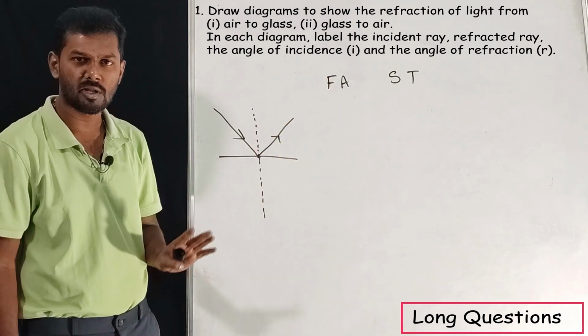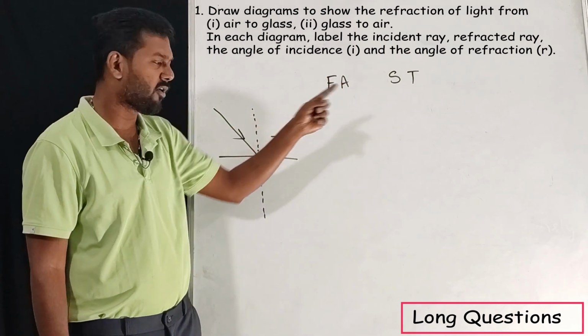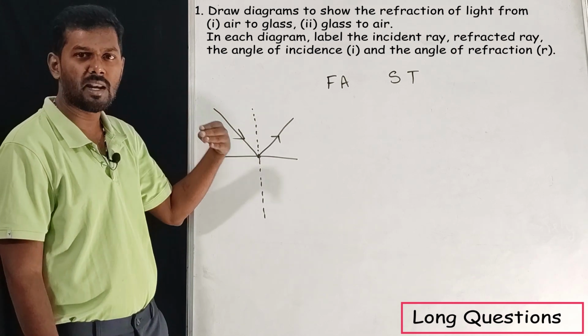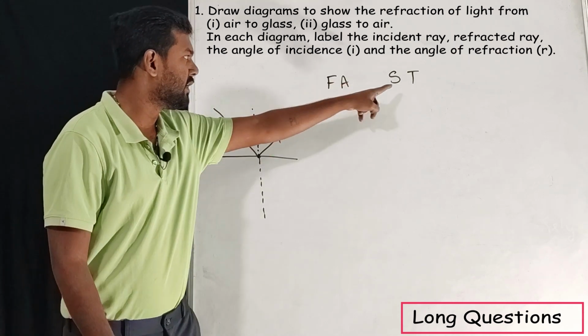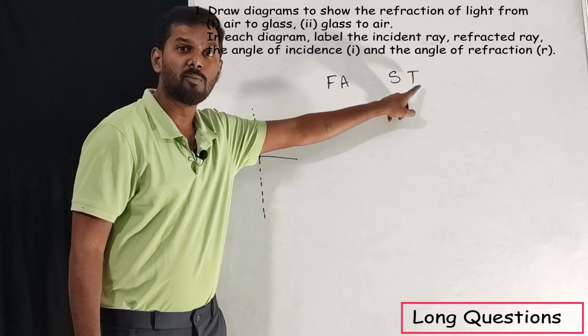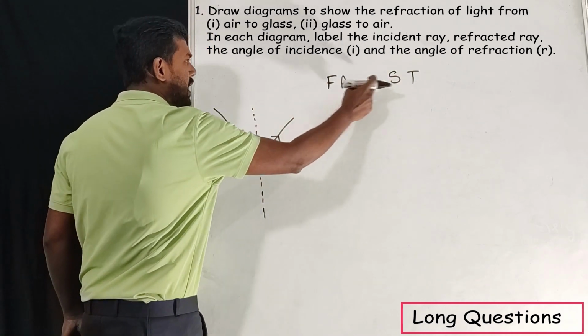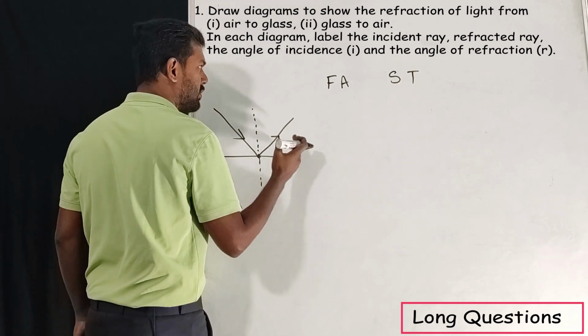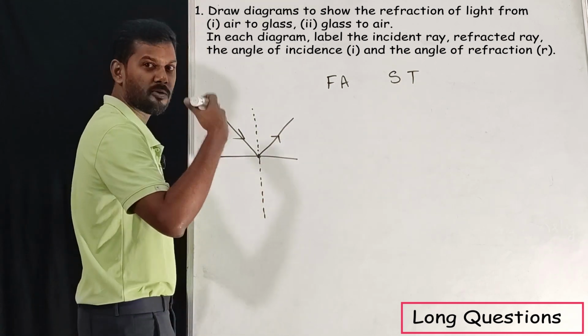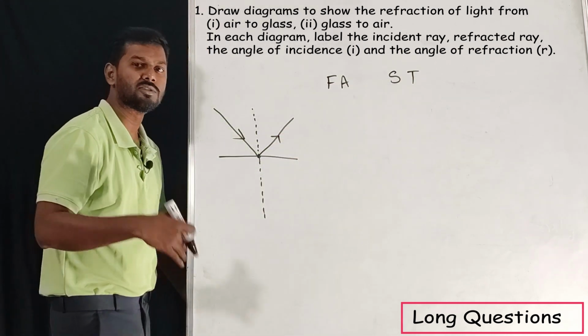It moves away from the normal. If it is getting slower after entering that medium, the light speed decreases. If it is getting slower, then it moves towards the normal. A represents away from the normal, T represents towards the normal, F represents fast, S represents slow.